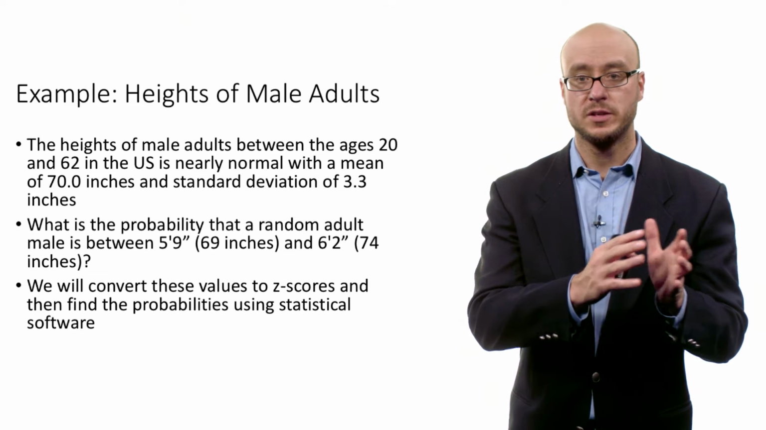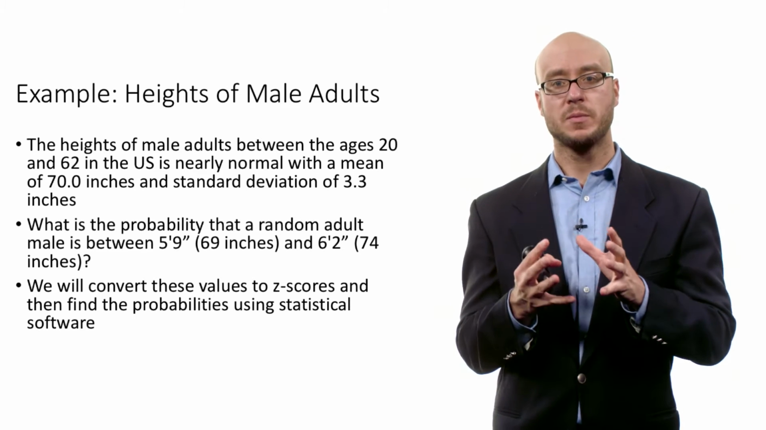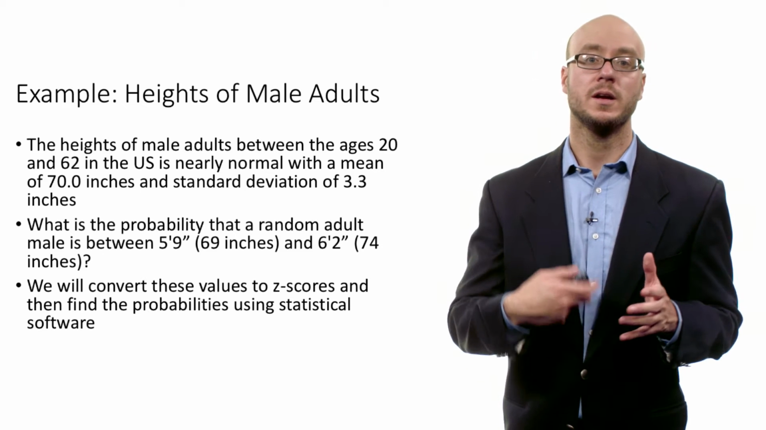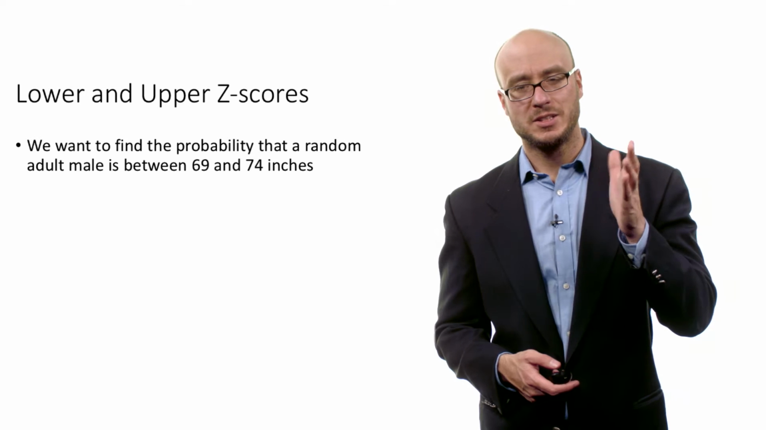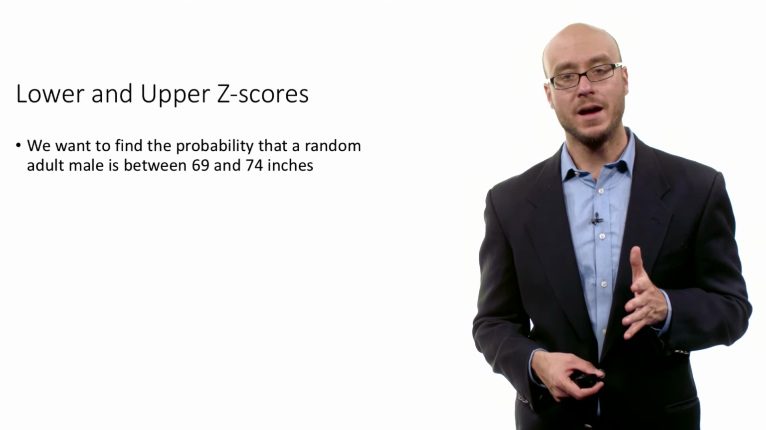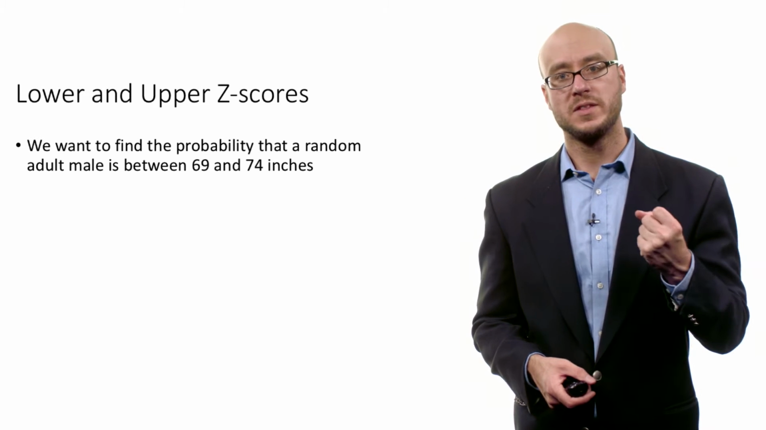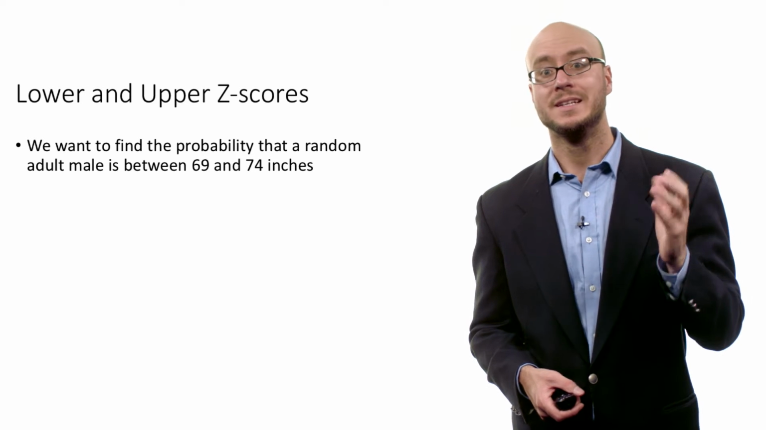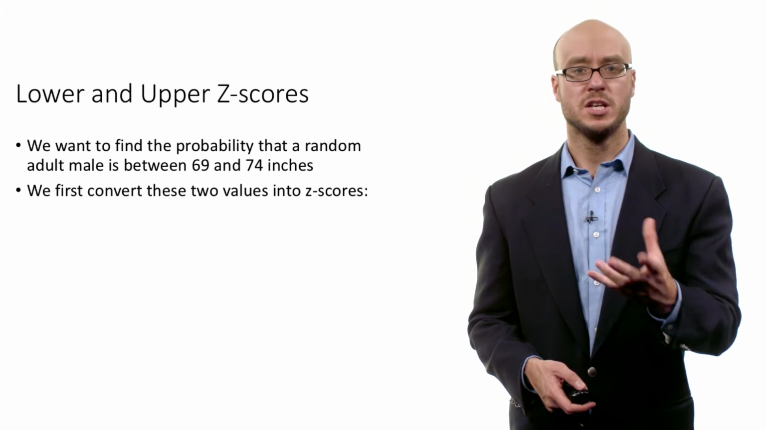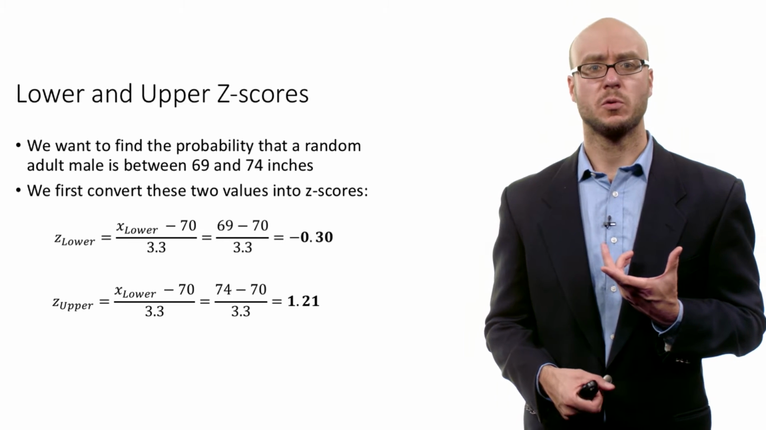We will convert these values to z-scores and then find the probabilities using statistical software, with a comparison to normal probability tables. So the idea is we want to find lower and upper bounds, z-scores, because we want to find the probability that a randomly selected adult male is between 69 and 74 inches. So let's first convert these values into z-scores.